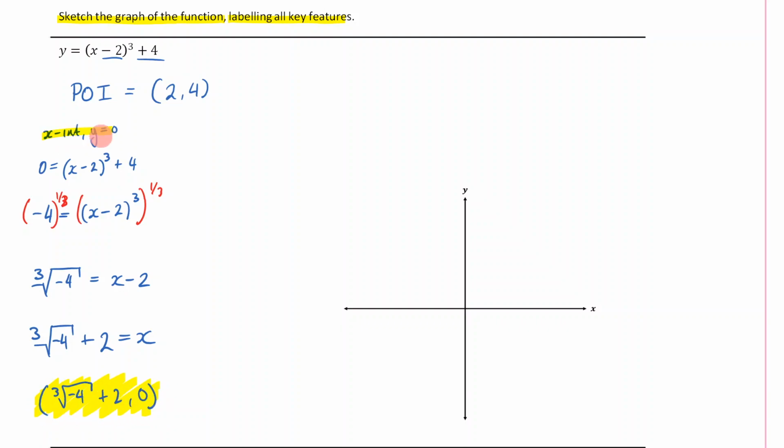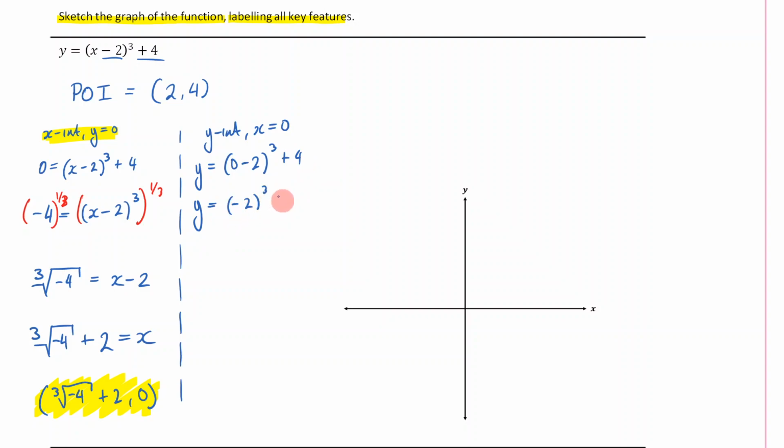Let's now talk about the y-intercept. So that's my x. Let's now talk about the y. The y is easier to find. So let us partition this off. We're now going to find what the y-int is going to be. That is found when x is equal to 0. So I'm going to get y is equal to, I'm going to put 0 there, (0 minus 2) cubed plus 4. That's going to be y is equal to (-2) cubed plus 4. (-2) cubed is going to be -8 plus 4. Y is going to be equal to -4. So that means what my y-intercept is going to be is 0, -4.